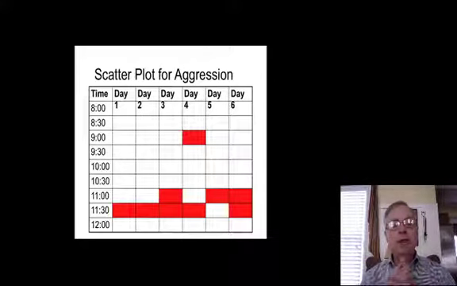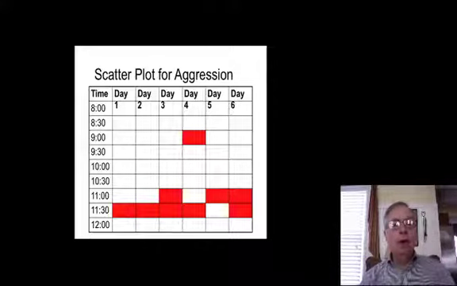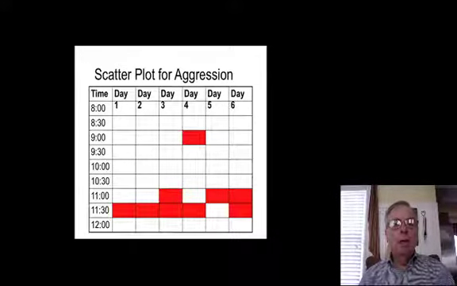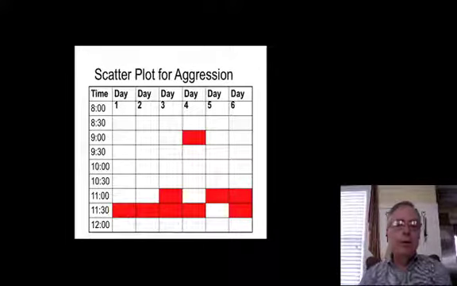This is a way of sort of graphically displaying the behavior. And now, sorry about that. And now we're looking only at time of the day and day of the week. But you can also list this for individuals that may be involved with the person being served, activities, or any number of other things that may influence the behavior. In this particular example, the behavior, as you will see, is occurring just before lunch.